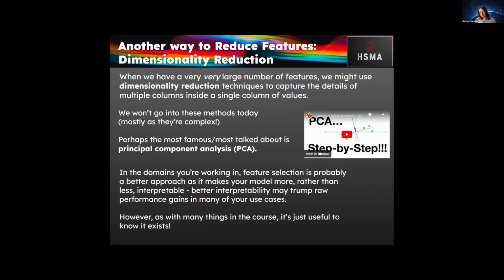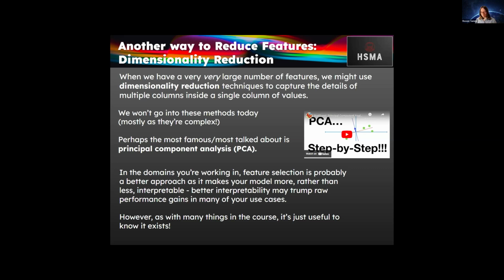A thing we won't talk about today is dimensionality reduction. So let's imagine we've got a data set with 500, 600 columns, a really big data set, collected from wearables or something like that. We might want to use something called dimensionality reduction to capture the details of all of these columns in a single or much fewer columns of values. We're not going to actually go into these methods because it's really complex, but if you want to go away and have a look into this, the most famous one is probably principal component analysis.